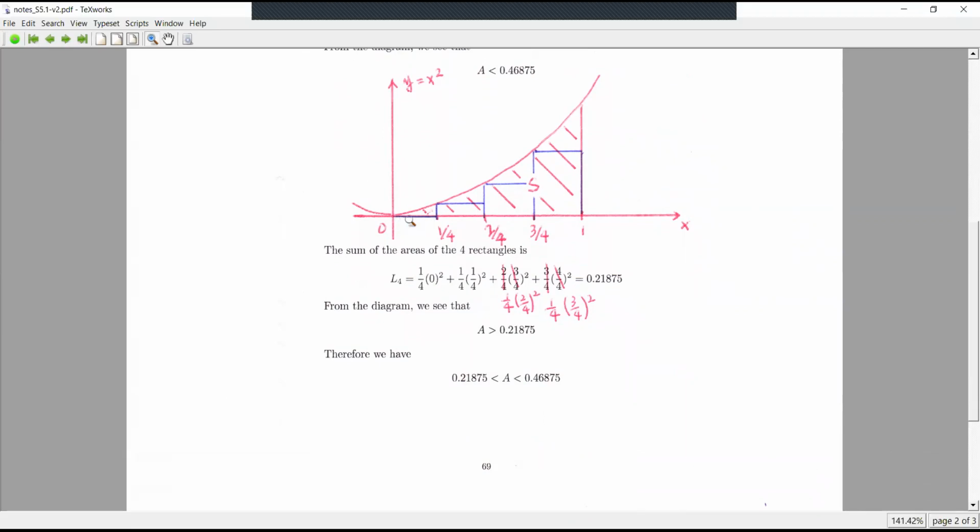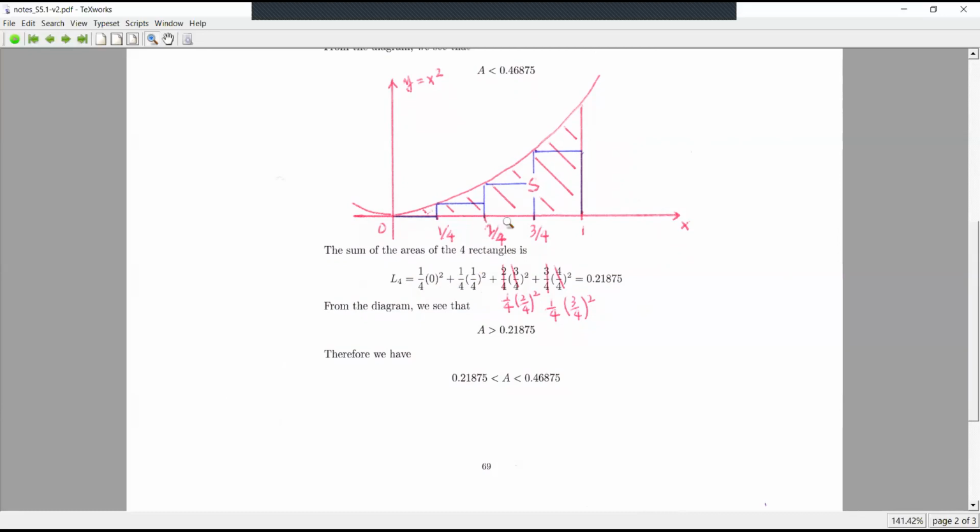Over the first subinterval, use function value at left endpoint, 0. Function value at 0 is 0 as height to build a rectangle. Yeah, the area is 0 because the height is 0. Over the second subinterval, use function value at left endpoint, 1/4, as height to build 1 rectangle. Area is base 1/4 times function value. Yeah, this number is area of this rectangle.